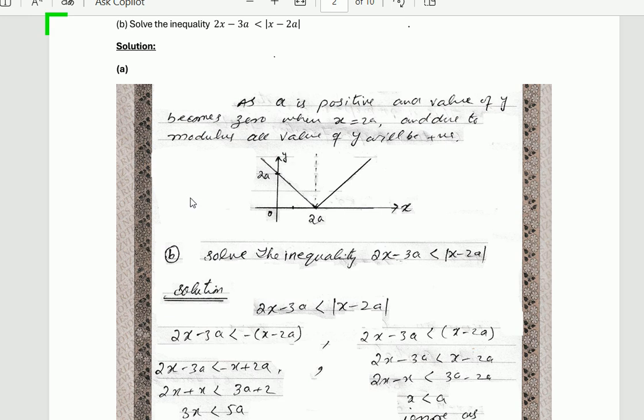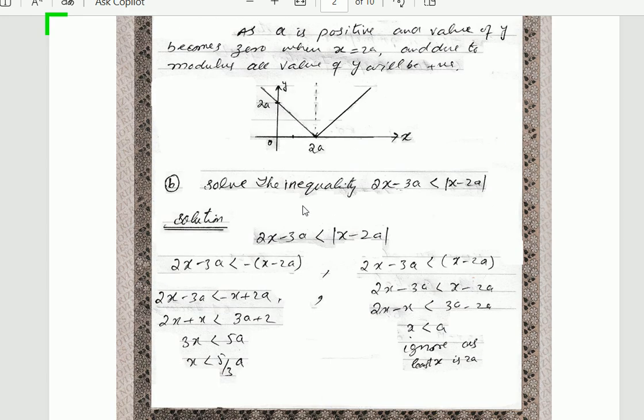For part B, solve the inequality 2x minus 3a less than modulus of x minus 2a. Due to modulus, there are two possible options. One is negative, the other is positive. So 2x minus 3a less than minus into (x minus 2a). After simplification, we get x less than 5 by 3 a.